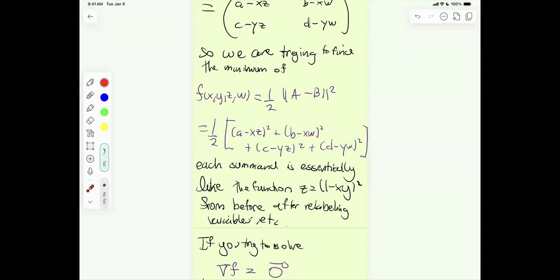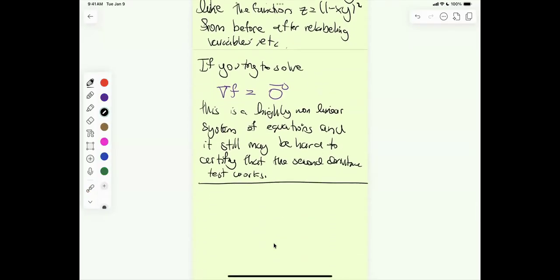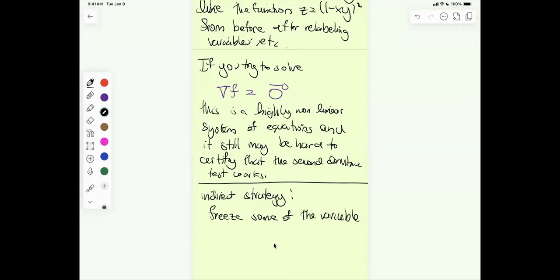Now, just to put some of this in words. So you take a more indirect strategy rather than a direct approach, where you freeze some of the variables and try to minimize the problem with respect to the non-frozen variables, to find a minimum for an easier problem where the function depends on fewer variables.